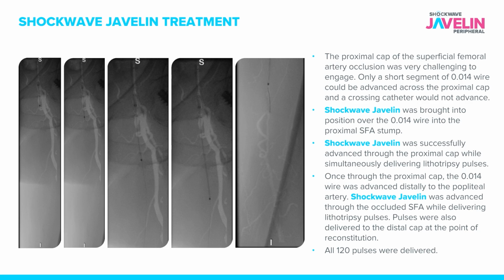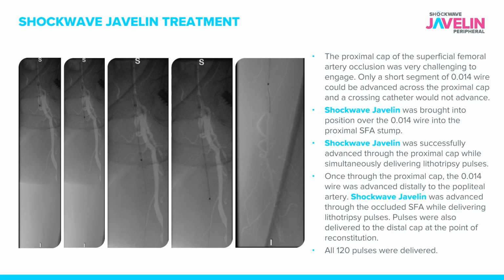So at this point, I elected to use the Shockwave Javelin catheter to successfully pass through that proximal cap, but also in an effort to try to stay within the true lumen once I was able to get through that short stump and the proximal cap. So with a short amount of 014 wire purchase into that proximal superficial femoral artery, I brought the Shockwave Javelin catheter into position under roadmap guidance, advancing with gentle pressure over the short segment of 014 wire I had into position and delivering lithotripsy pulses. We were able to advance through the proximal cap successfully.